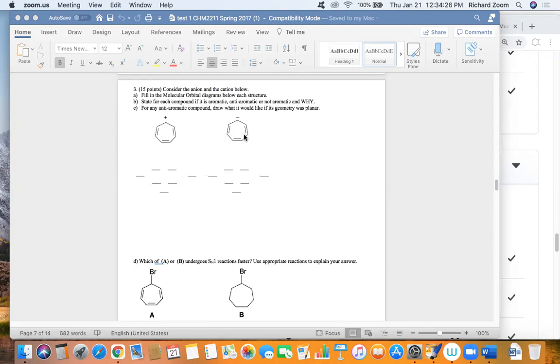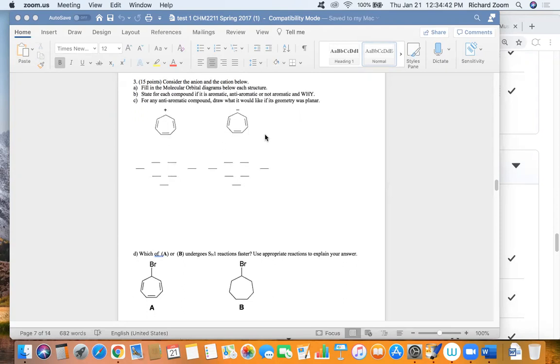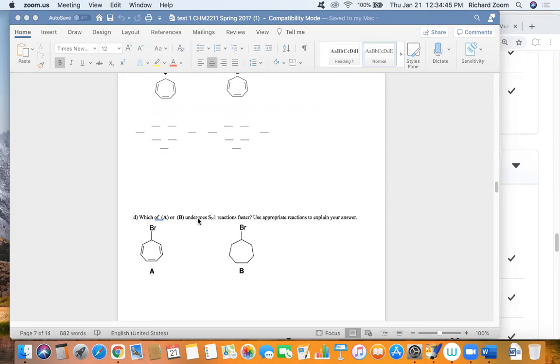And then I'm sure you can use an analogous method to figure out what it will look like if it's planar. So just taking two of those electrons out of a double bond and putting them one here and one here where I've got the cursor. That would be it for that. Now for part D, there's two possibilities. This one could be which one of A or B undergoes SN1 reactions faster, or which of A or B is more acidic. And we did examples of both of those when we went through that for the five-membered rings on the previous day.